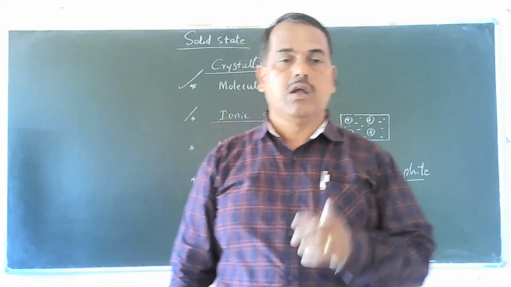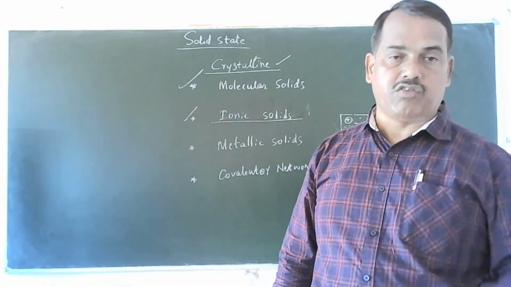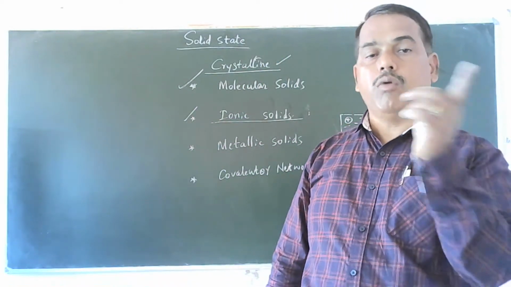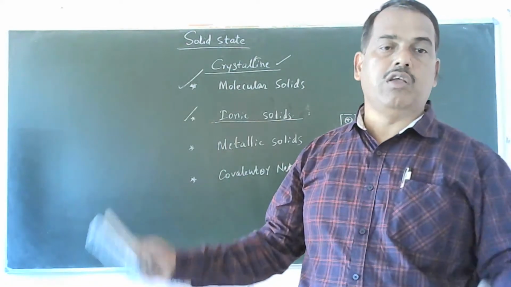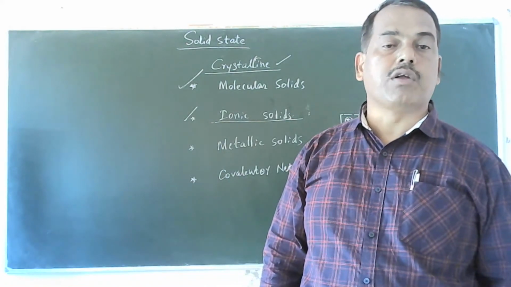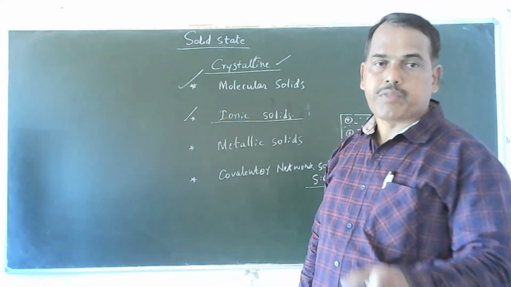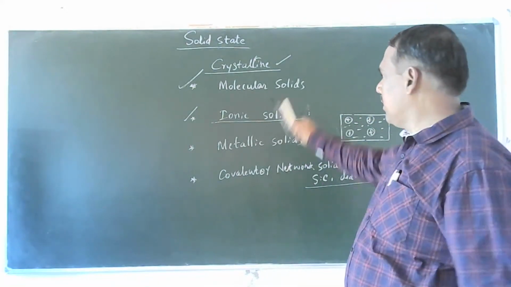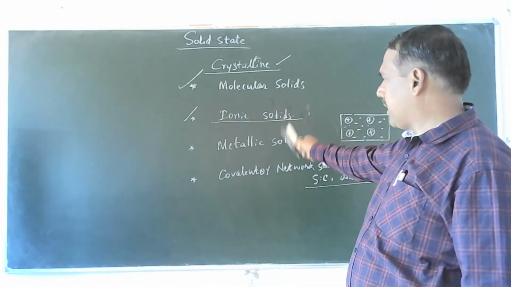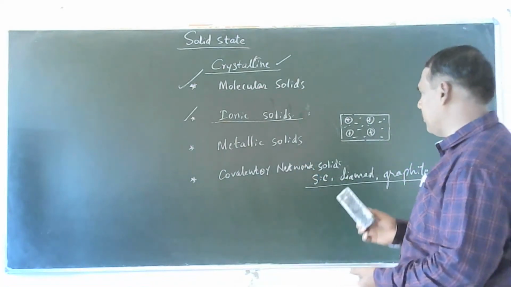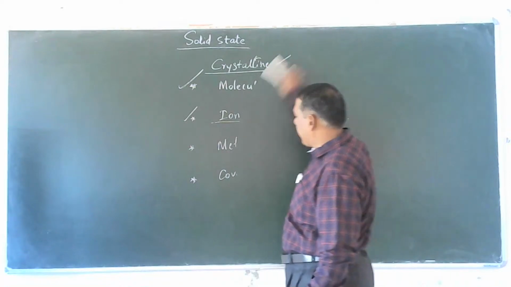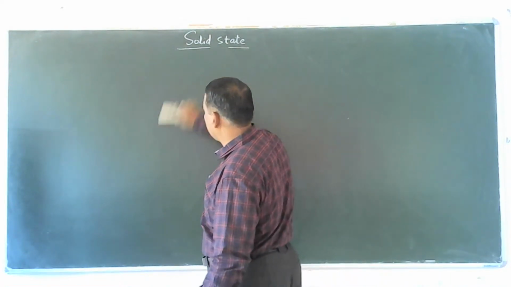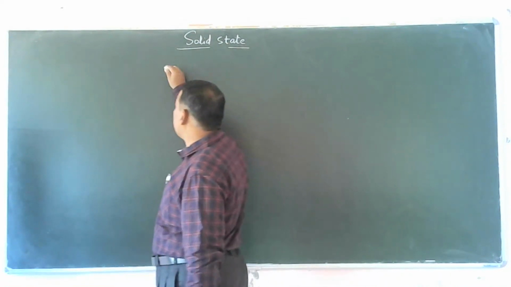Okay, dear students, we studied different types of crystalline solid. You have to apply your knowledge by distinguishing between all these different types of crystalline solid. Those are molecular solid, ionic solid, metallic solid, and covalent solid. We shall summarize this and find the difference between all types of solids.